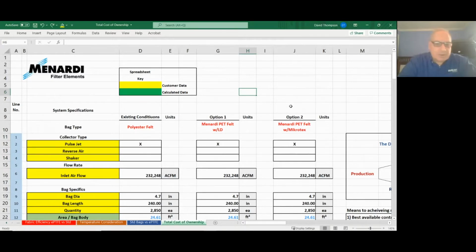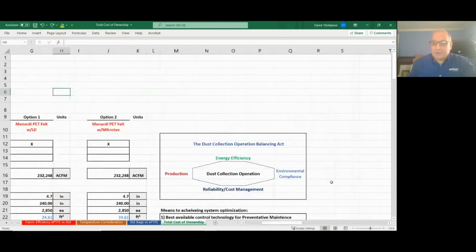So you've got whether it's a pulse jet, a reverse air, or a shaker baghouse. Obviously, each one has its own special cleaning needs and so forth. So we go into each one. Typically, we run across pulse jet. We do quite a bit in reverse air, but we do run across pulse jet. This particular exercise will be with pulse jet filters. So we try to give our customers the best advice we can based upon all the different factors of their particular operating system.